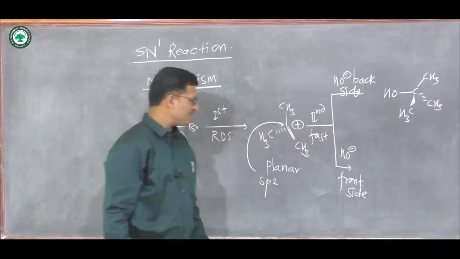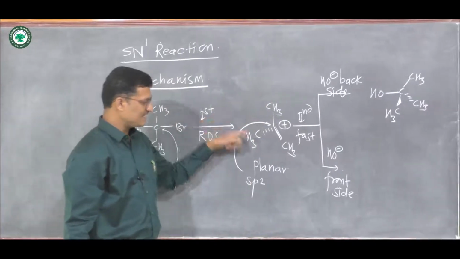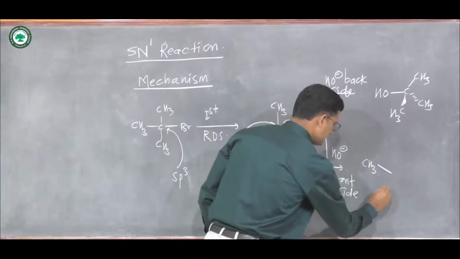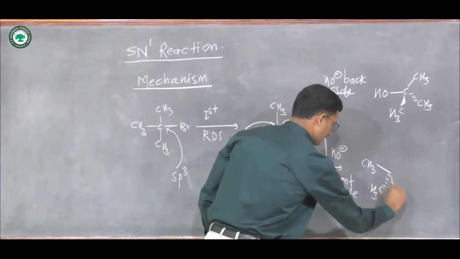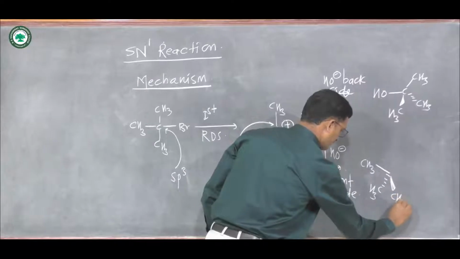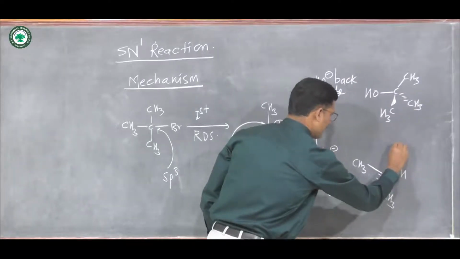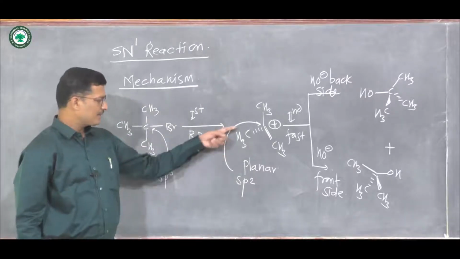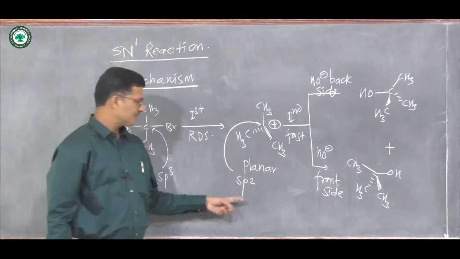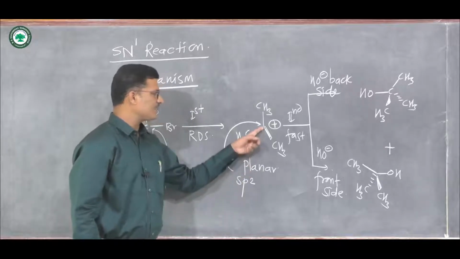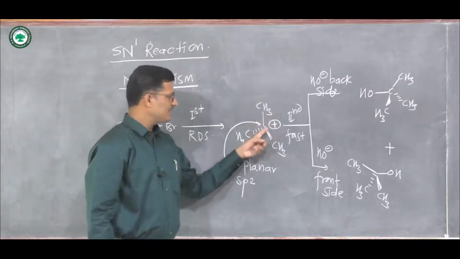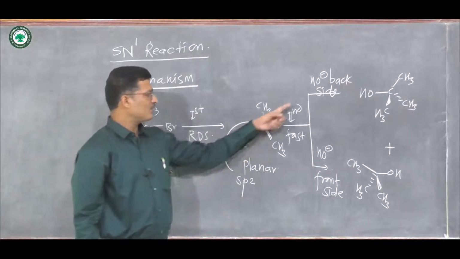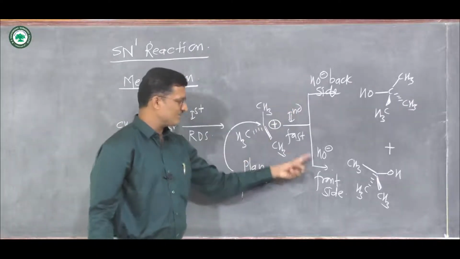And when the attack of nucleophile takes place from the front side like this, then there is a formation of this type of product. And we remember there, what happened? When the carbocation is planar in nature, having sp2 hybridization, this carbon having sp2 hybridization, then due to the planar nature or geometry of the carbocation, the attack of nucleophile takes place from the backside as well as the front side.